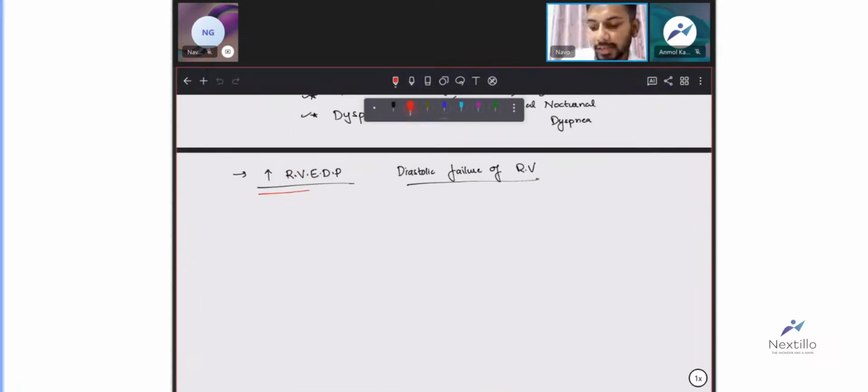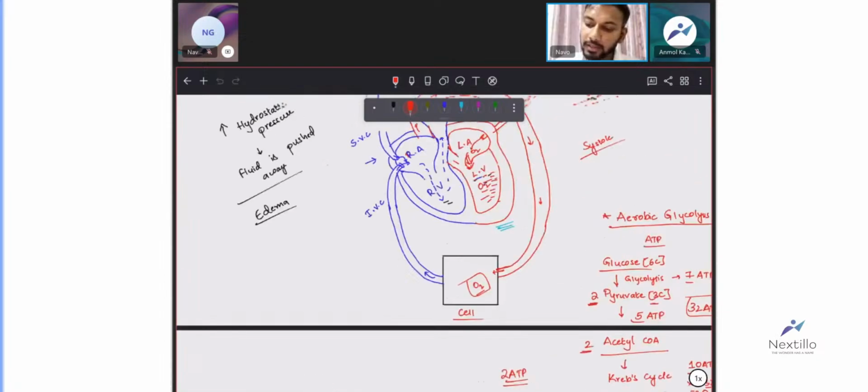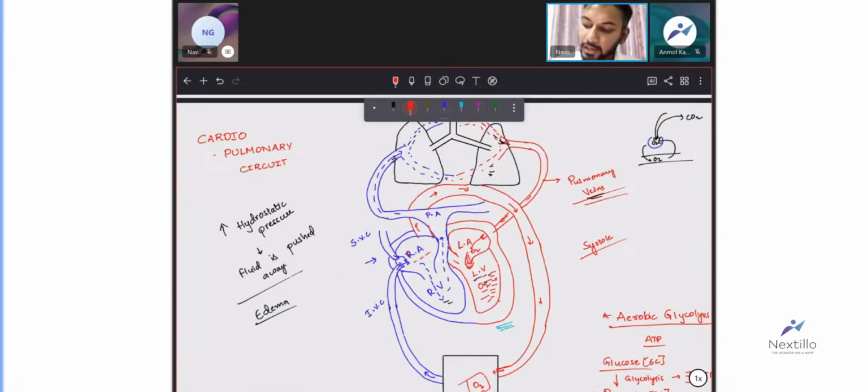I told you there is increased RVEDP, so it is becoming difficult for the blood to come into the RV from the RA. So the blood is there in the right atrium, as you can see here. If the blood is being pulled back into the right atrium, where will the blood go? The blood will go into the inferior vena cava and superior vena cava. The superior vena cava will drain the deoxygenated blood from the superior part of the body, and the inferior vena cava will drain the blood from the inferior parts of the body.